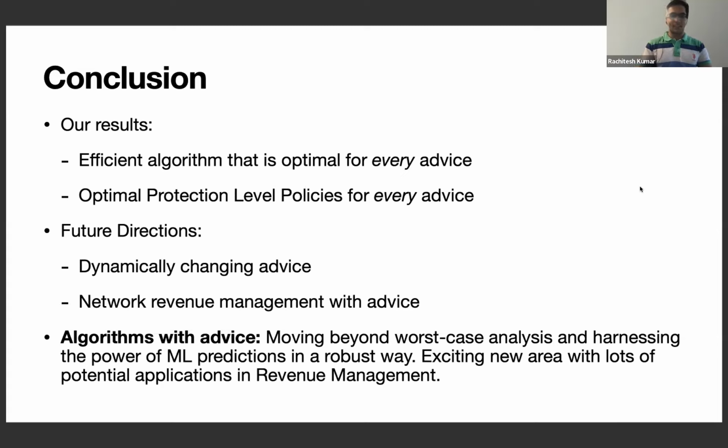Finally, we would like to note that this algorithms with advice framework is trending in the computer science literature, and with good reason. It is part of their move beyond worst case analysis, and it allows them to harness the power of ML predictions in a robust way. The RM community also does a lot of robust analysis, and this is an interesting framework that we think has lots of potential applications in revenue management.